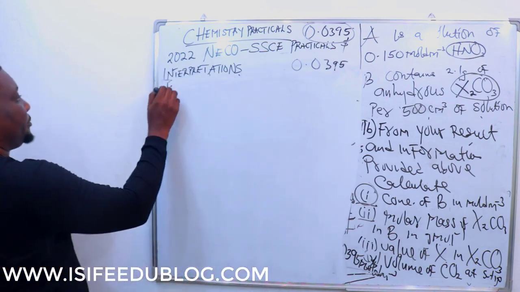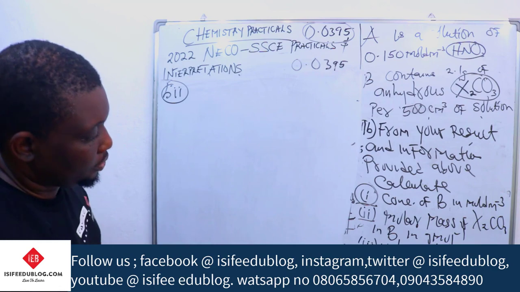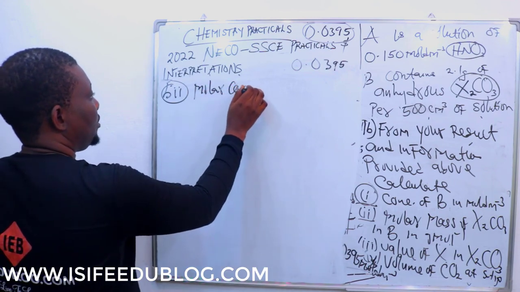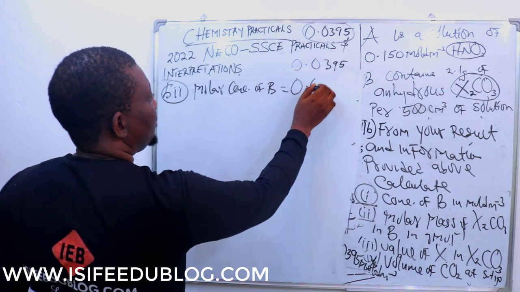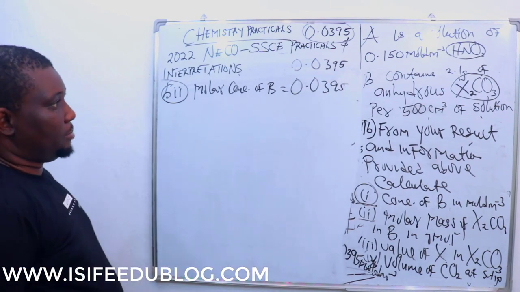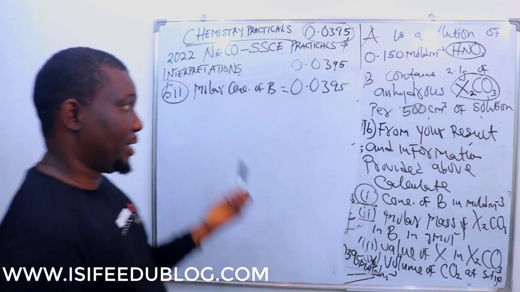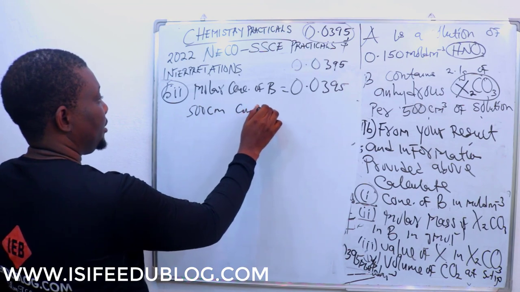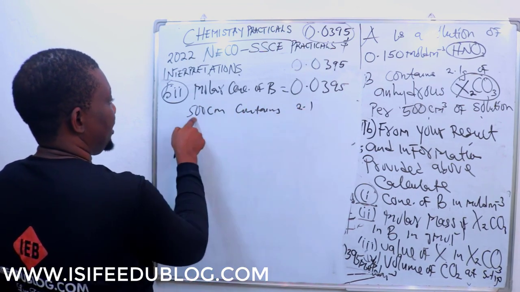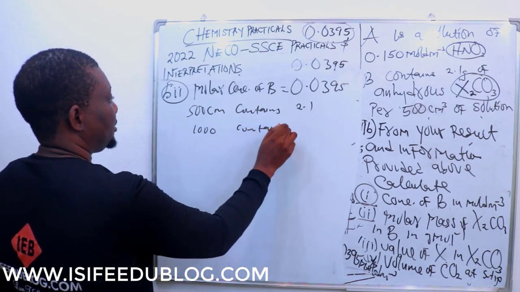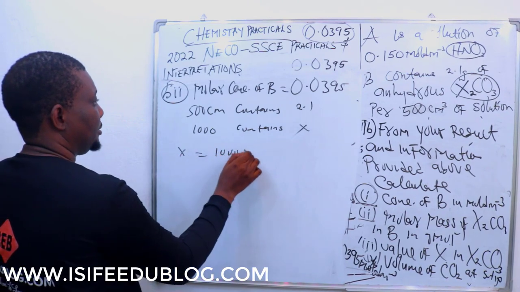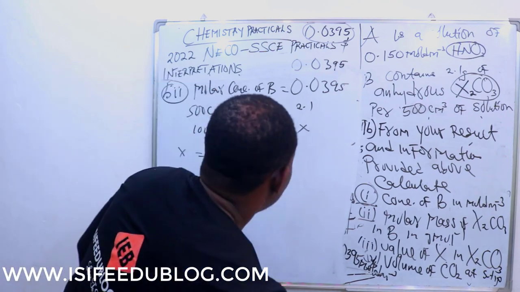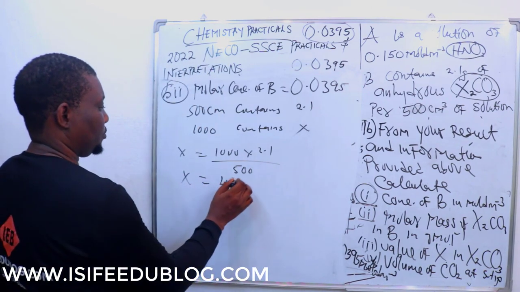So the BII now will be, if you find the molar mass, you already know your molar concentration of B. Let me say this: molar conc of B is still 0.0395. Okay, I'm going to find the mass concentration of B. Very simple to do that. You're given 2.1 per reactant mass. So I'll convert the reactant mass to mass concentration by saying that 500 centimeter cube contains 2.1. If this is here, how many will be here? So 1000 will now contain, we don't know, X. X is 1000 times 2.1 over 500. So this is going to be 4.2 gram per dm³.